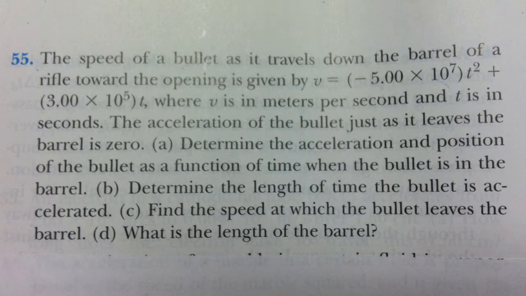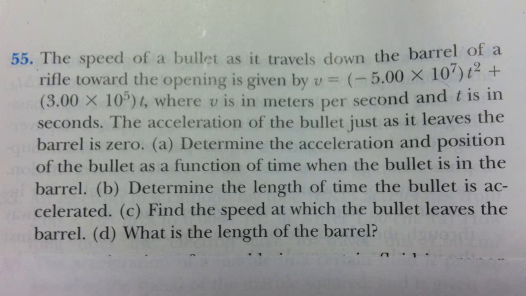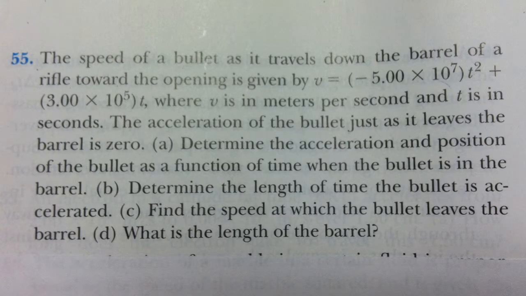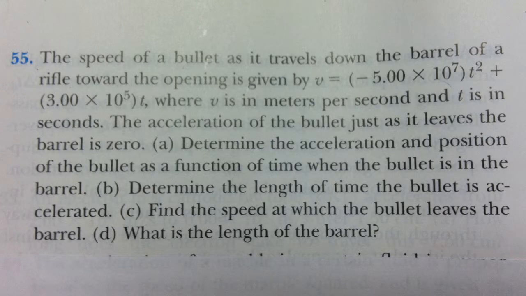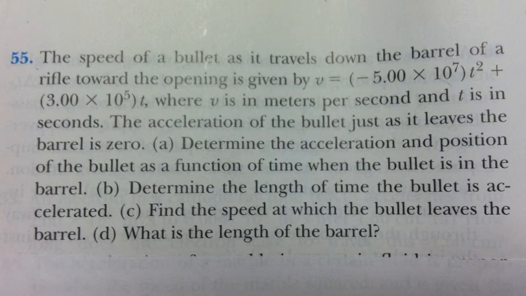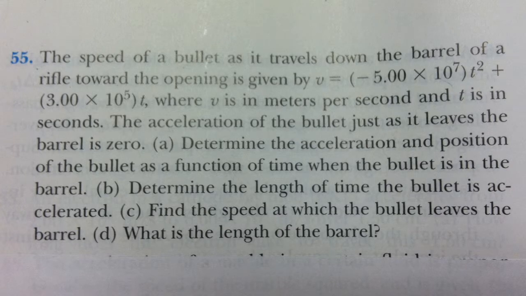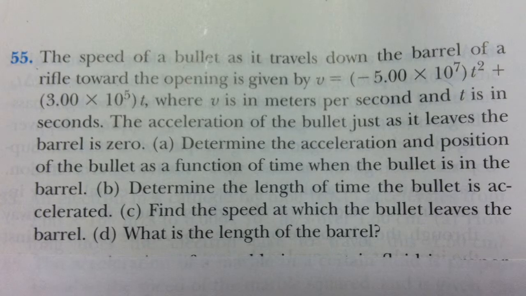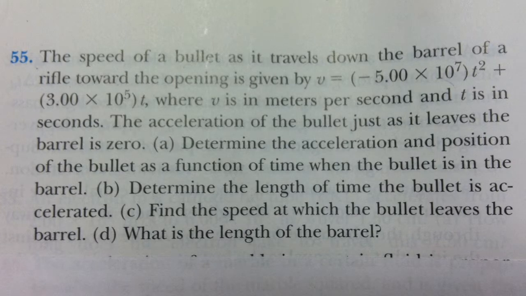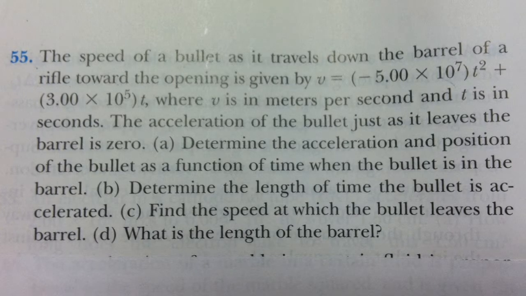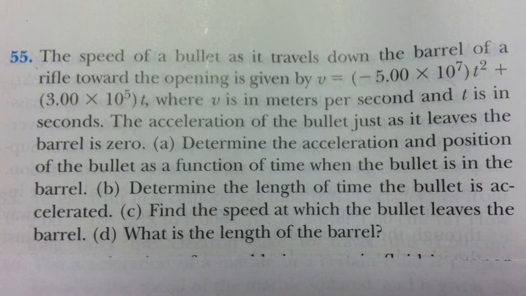The acceleration of the bullet just as it leaves the barrel is 0. A. Determine the acceleration and position of the bullet as a function of time when the bullet is in the barrel. B. Determine the amount of time the bullet is accelerated. C. Find the speed at which the bullet leaves the barrel. D. What is the length of the barrel?